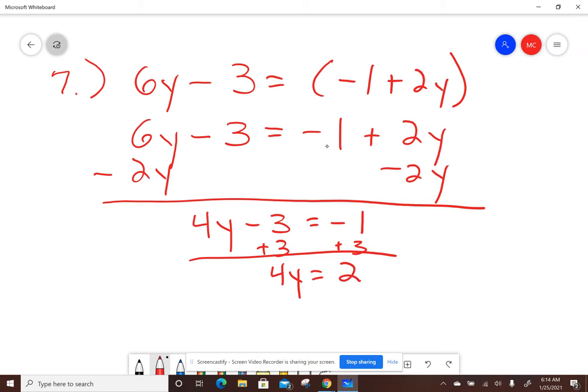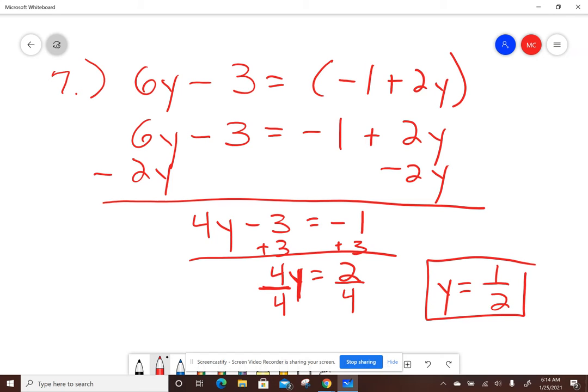4y equals 2. Now, at this point, a common mistake is to look at this quickly and say, oh, y equals 2, because you always think you should be dividing by the smaller number. But remember, you just automatically divide by the coefficient of the variable. So y equals 2/4 or 1/2. But be careful in that last step. A lot of times it's that last step where you mess up. Okay. Now let's look at number 8.